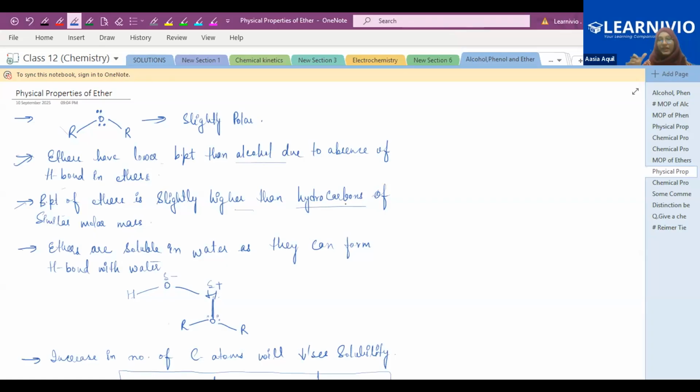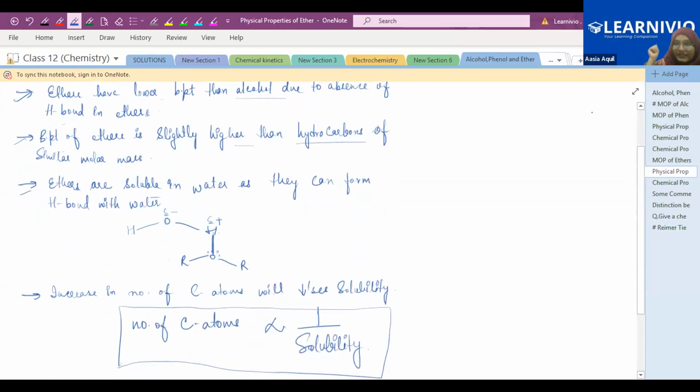Okay, if the ether and the hydrocarbon are similar, the number of carbon is the same and the molar mass of both molecules is the same, then the boiling point of ether is slightly higher than the hydrocarbon when you compare these two. Next point, ethers are soluble in water. In itself, ether has no hydrogen bonding, but it can when you add water.